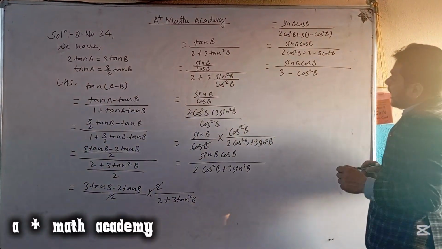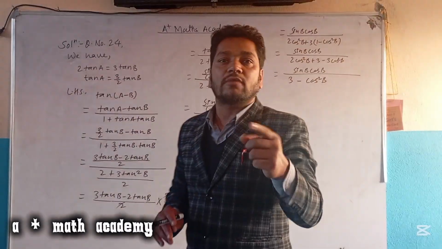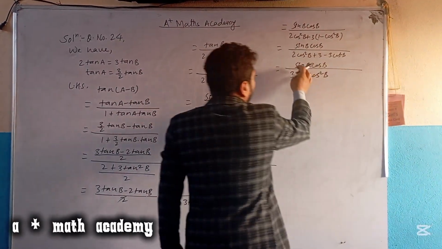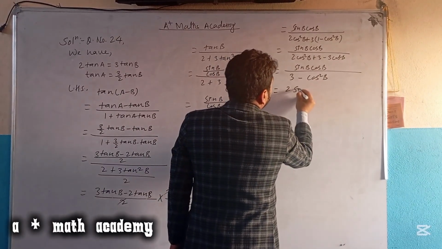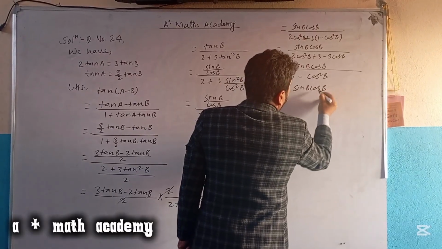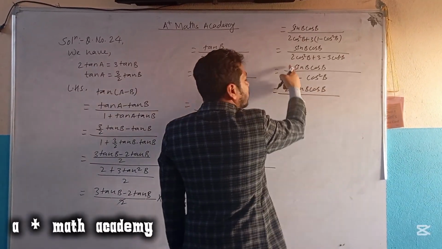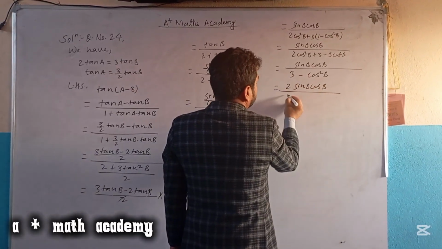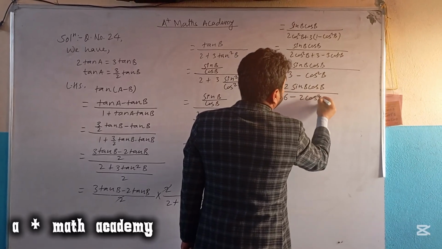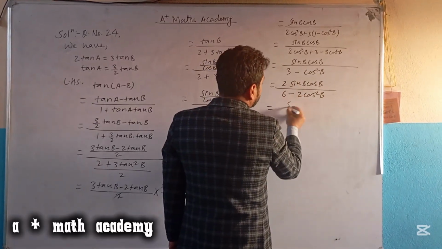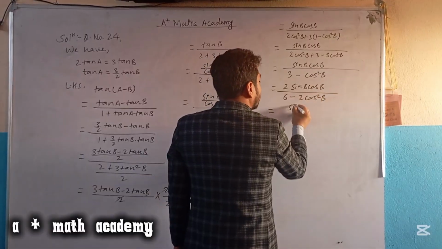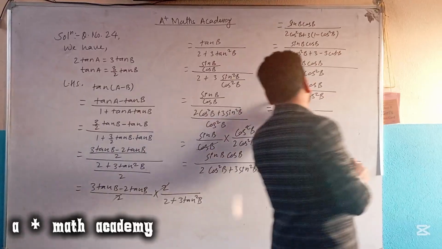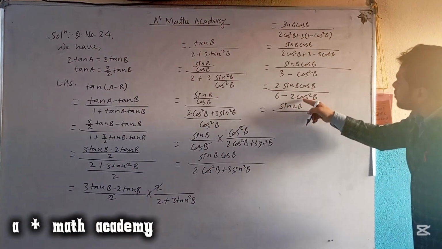2 cos square B minus 3 cos square B is minus cos square B. And then we have to find it in terms of 2A and 2B. So how do we get that? Look here. If we multiply by 2 in the numerator, 2 sin B cos B happens, which goes to the formula. When we multiply in the numerator, we should multiply in the denominator also. So multiplying by 2, 2 times 3 is 6 minus 2 cos square B. This equals 2 sin B cos B, which is sin 2B, upon the denominator with 2 cos square B.